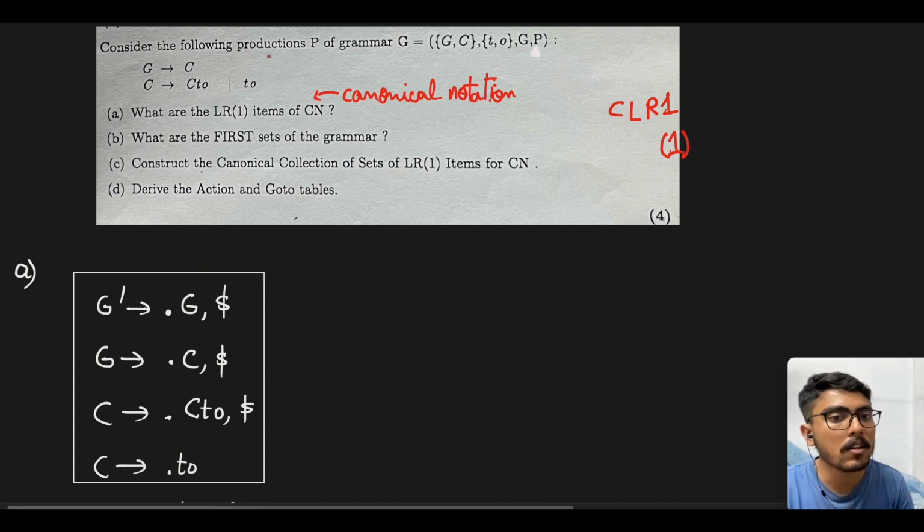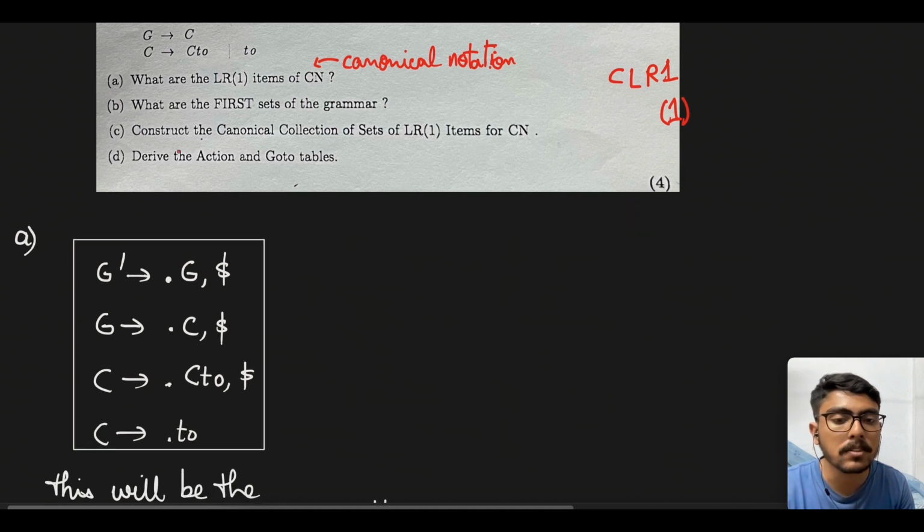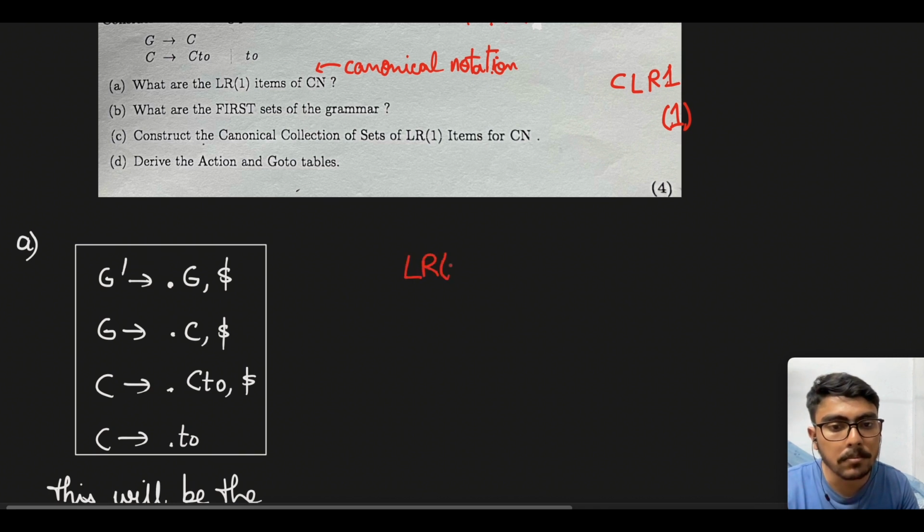So consider the following productions P of grammar G, where G and C are non-terminals, T and small o are the terminals, and G is the start symbol, and P denotes the productions of the grammar. So we are given these two productions. We are asked what are the LR1 items of the CN. So LR1 items means LR0 items plus look ahead.